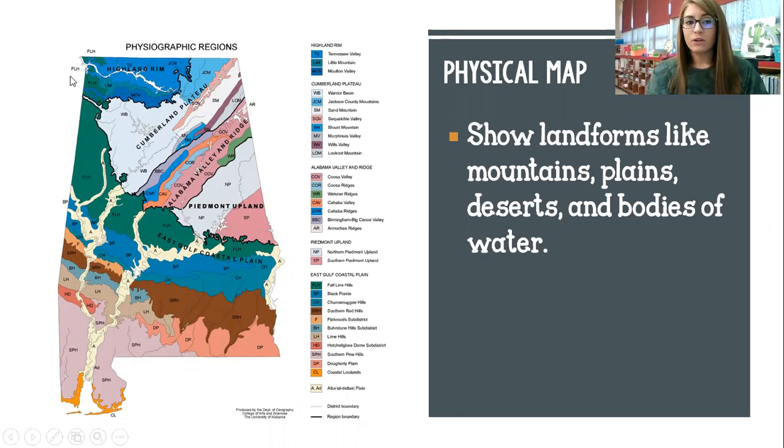Here you can see all the different regions, and it's got them all color-coded over here. This is going to be your map legend or map key. That tells you the colors here. So if we went to the Highland Rim, which we talked about, these 5 regions earlier in the year, this color is the Tennessee Valley. This color over here, this greenish, is Little Mountain. And then down here is Moulton Valley. So all these colors represent different landforms and areas in each of the 5 regions of Alabama.